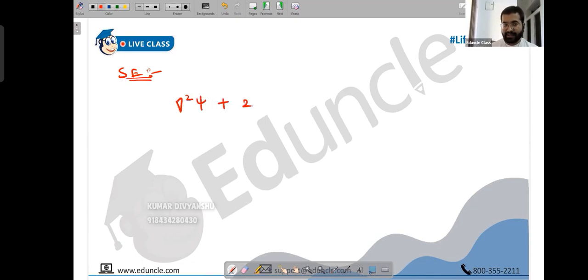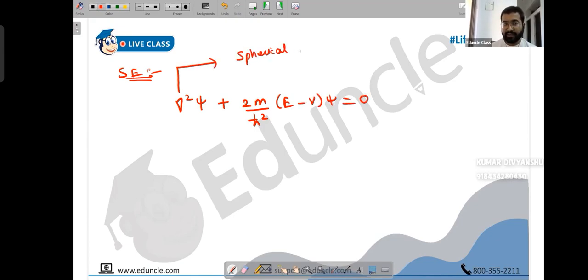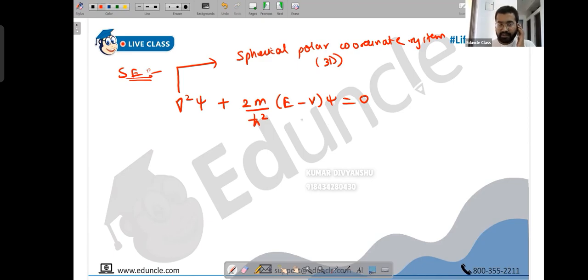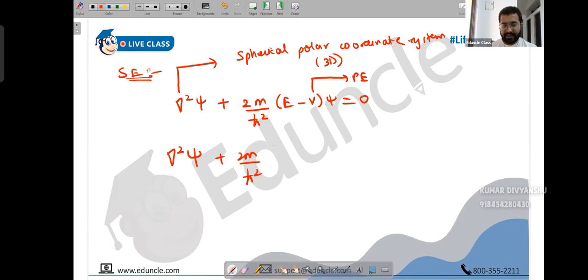Del square psi plus 2m upon h square into E minus V psi is 0. Why del? Remember, when you talk about an atom, it's a spherical system, a spherical polar coordinate system. It's a 3D system this time, so you cannot have d by dx. So del square psi plus 2m upon h square into E minus V psi is 0. V is potential energy. That's fine.